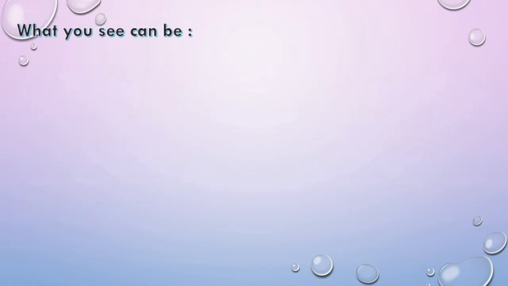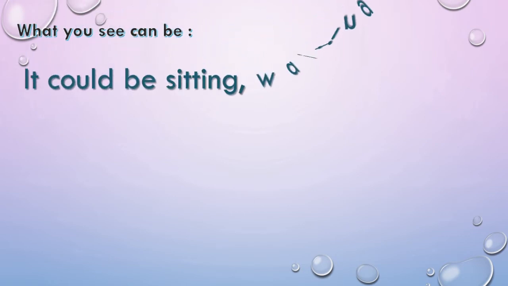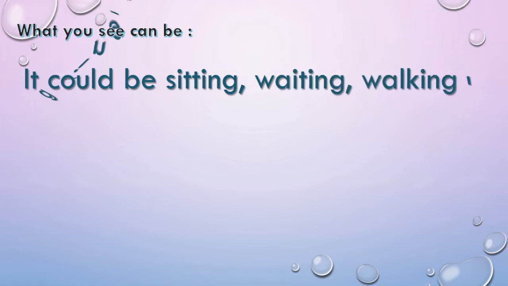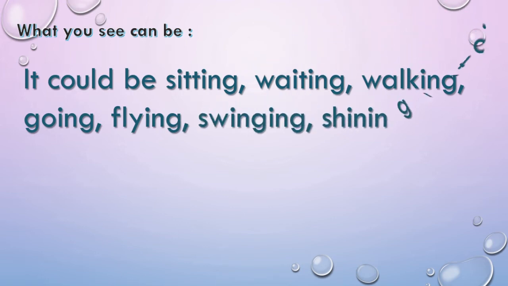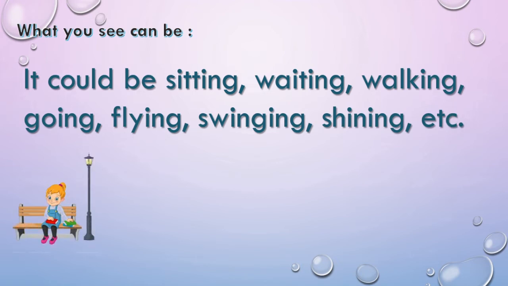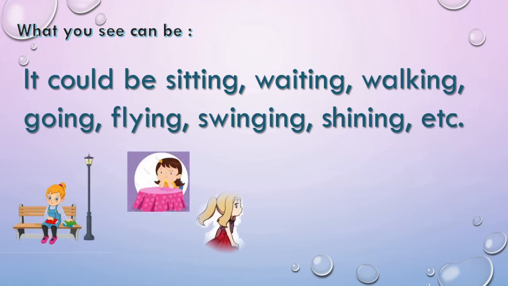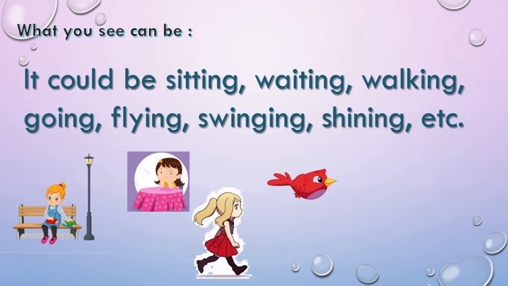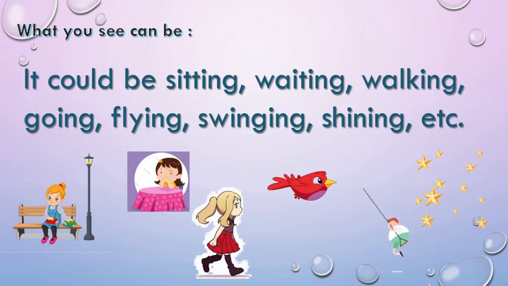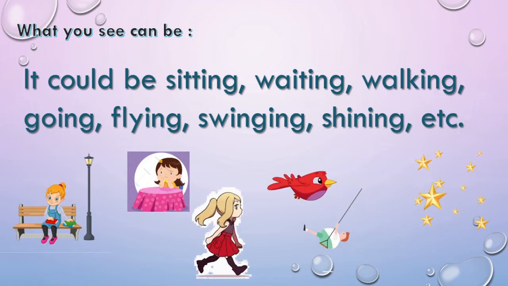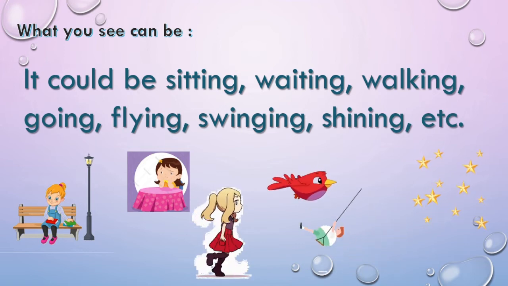And here the photograph may show different actions. Okay, it could be sitting, waiting, walking, going, flying, swinging, shining, etc. Here we can see sitting, waiting for someone, walking or going, flying in the sky, swinging nicely, shining. Correct? Like these words of actions we can use for our picture while writing the descriptions.